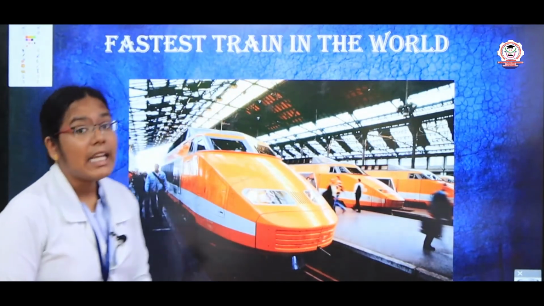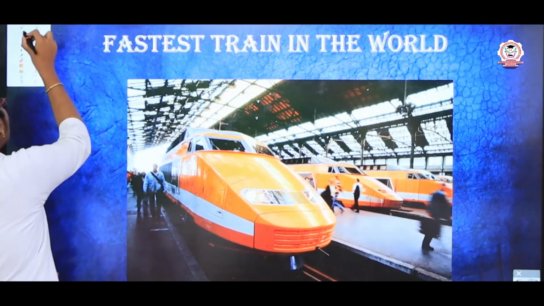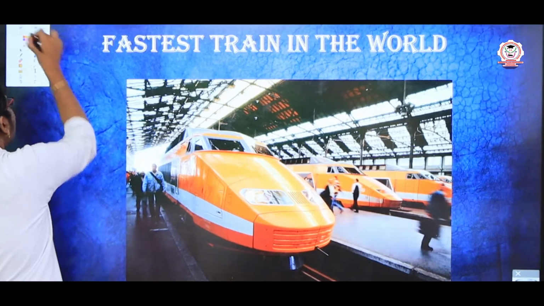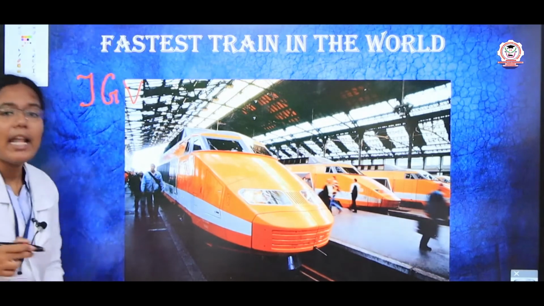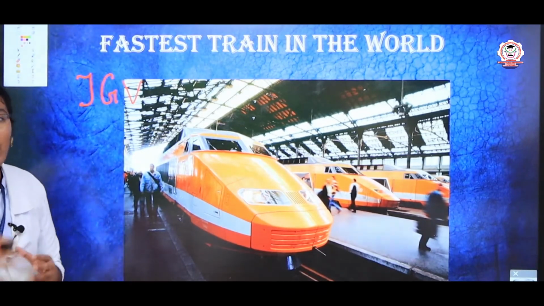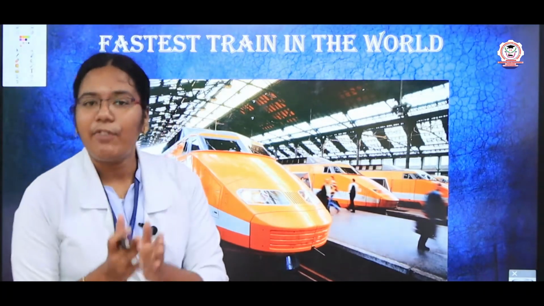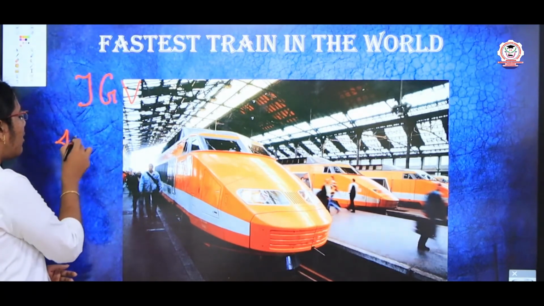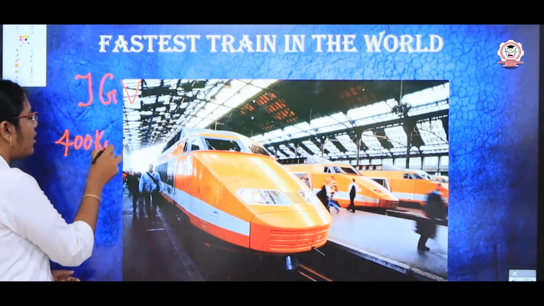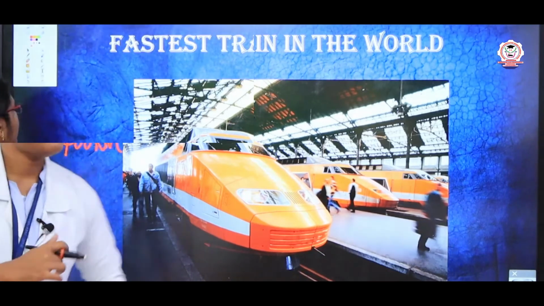So next we are going to see the fastest train in the world. Do you know which is the fastest train in the world? That is the TGV. TGV stands for Train à Grande Vitesse. It is in France, and it covers a distance of about 400 km per hour. So the TGV is the fastest train in the world.